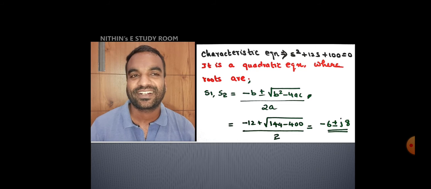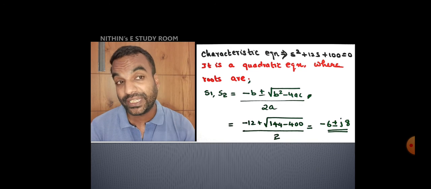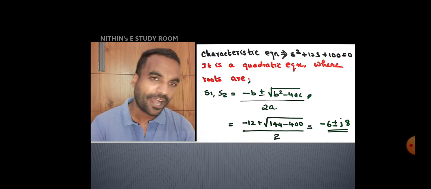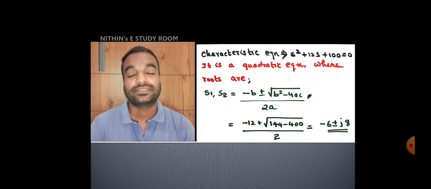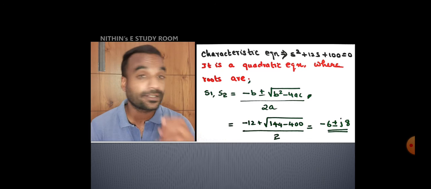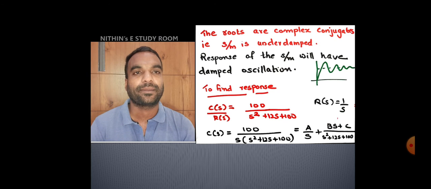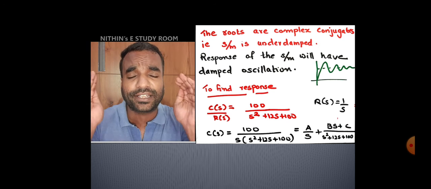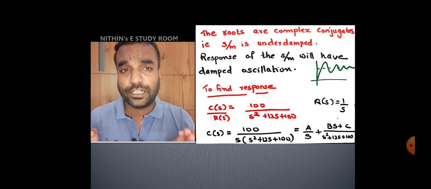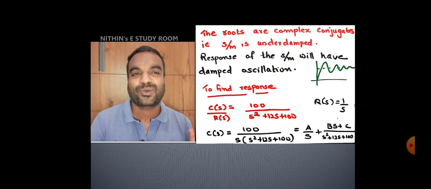Now please comment. What is the condition of roots? Roots are complex conjugates. Is it correct? Yeah. The roots are complex conjugates. Then the system's damping ratio comes under which type? Underdamped. The roots are complex conjugate poles, that is, the system is underdamped. What is the meaning of an underdamped system? Eta value will be less than 1 and greater than 0, in between 0 and 1.